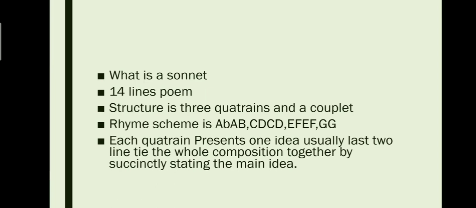The structure of Shakespearean sonnets is like that. There will be three paragraphs of 4 lines each, each with a new idea, and a couplet. The rhyming scheme of a Shakespearean sonnet is ABAB CDCD EFEF and GG. It means each quatrain presents one idea, and usually the last two lines tie the whole composition together by stating the main idea.